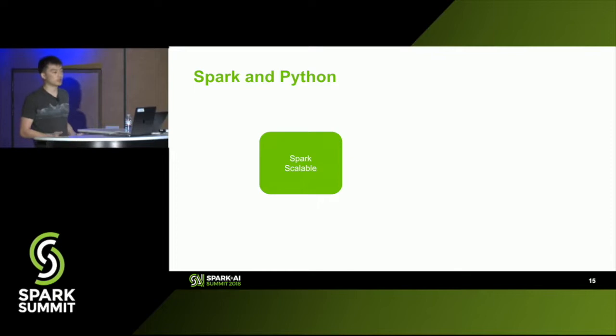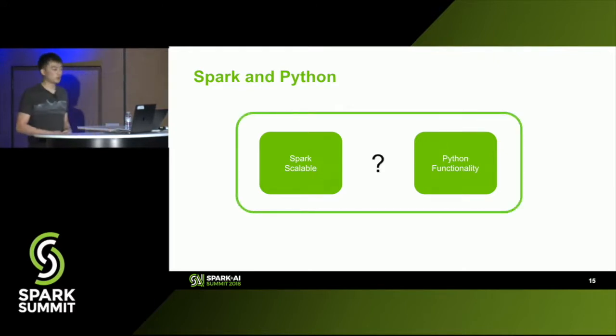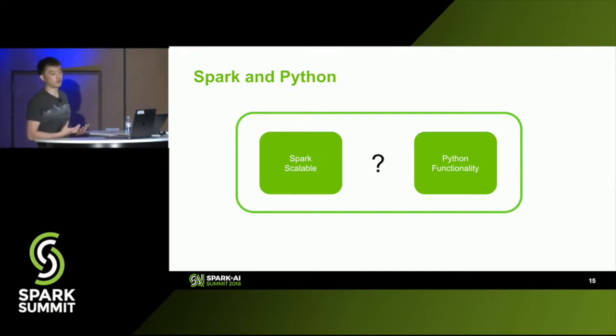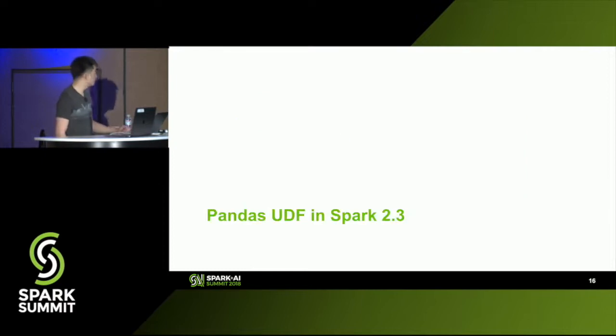Spark, as we are seeing, is very good at dealing with scalable data. And Python, on the other hand, has an awesome set of functionalities that covers all kinds of corner cases in data science, which is why it's so popular and powerful. How can we find a box that has the best of the two worlds? How can we have something that's as scalable as Spark and as powerful as Python? That's what I've been thinking.